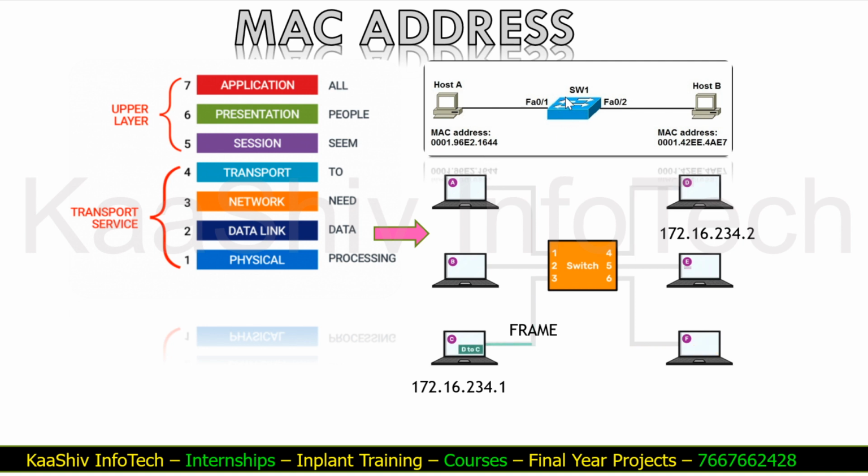And you've got the switch here. The switch is a data link layer device, and the data will be transferred in the format of frames. So with the MAC addresses, the computers are identified and the data is transferred. This is how the communication is happening. Let's move on to the next thing.